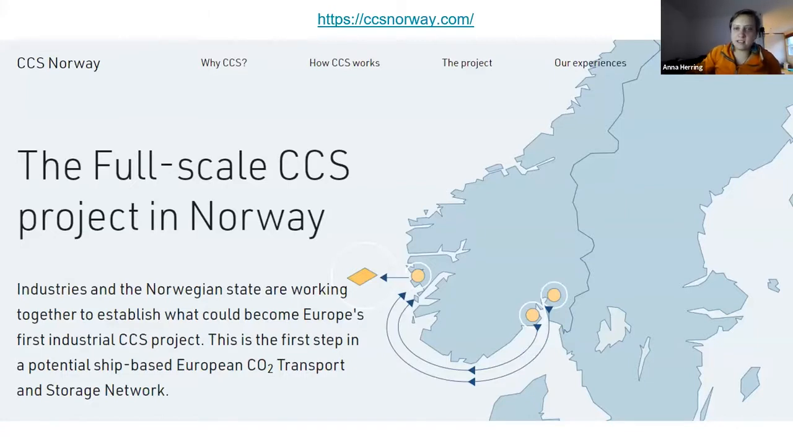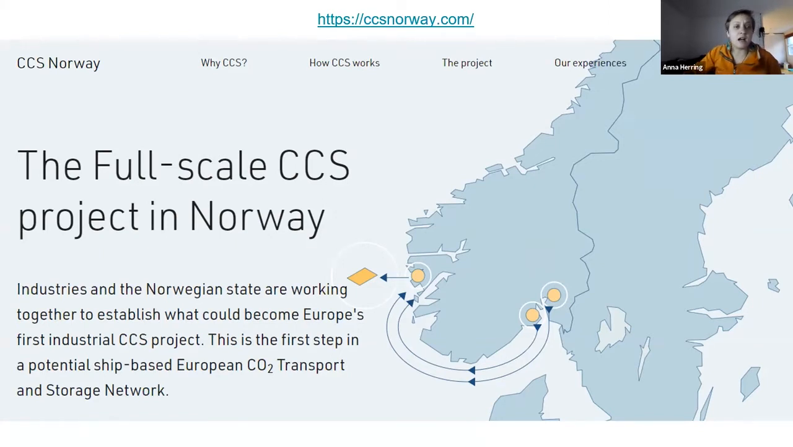Okay, and so recently, the Norwegian government has decided that they want to expand this project even further. So instead of just injecting the CO2 that comes from the oil production facility, they also want to start sequestering carbon dioxide from other industrial sources.